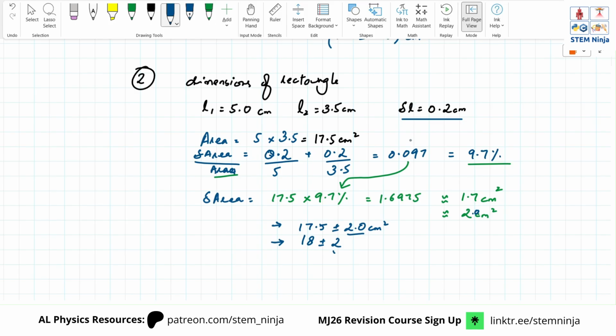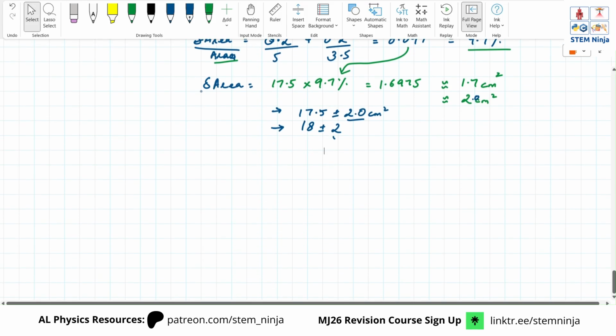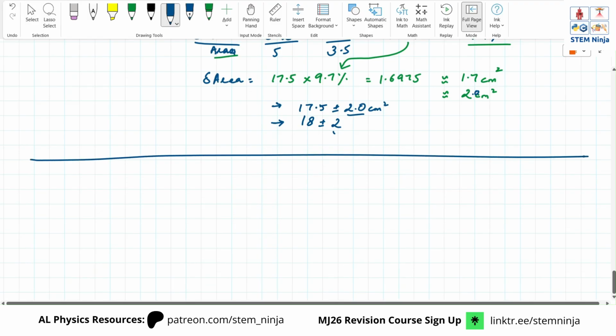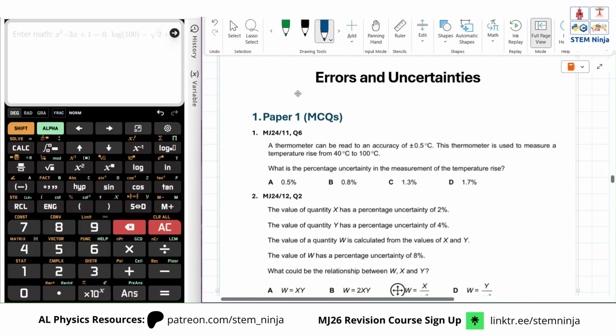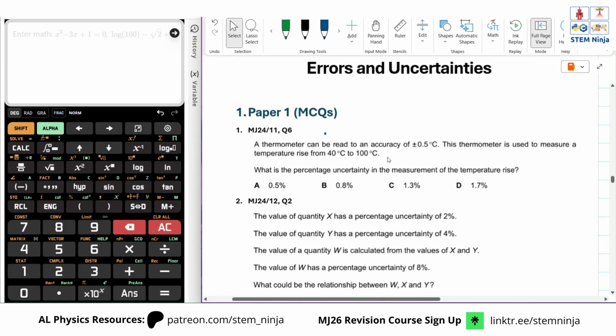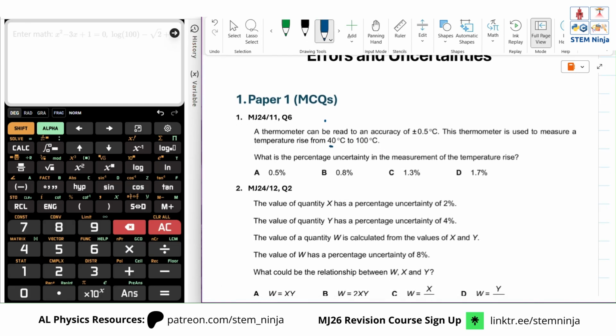Right, okay. Now let's see some past paper questions to better practice this. All right, so let's see this. A thermometer can be read to an accuracy of plus minus 0.5 degrees Celsius. This thermometer is used to measure a temperature rise from 40 degrees to 100 degrees Celsius. What is the percentage uncertainty in the measurement of the temperature rise?